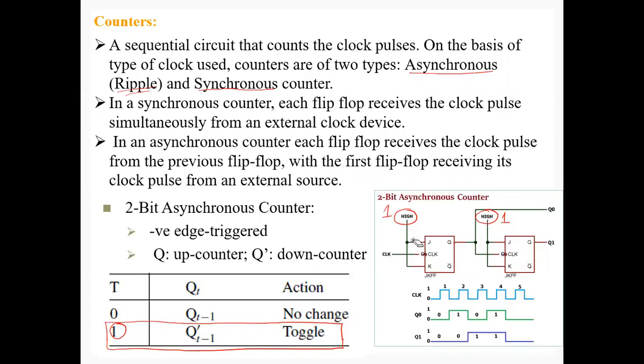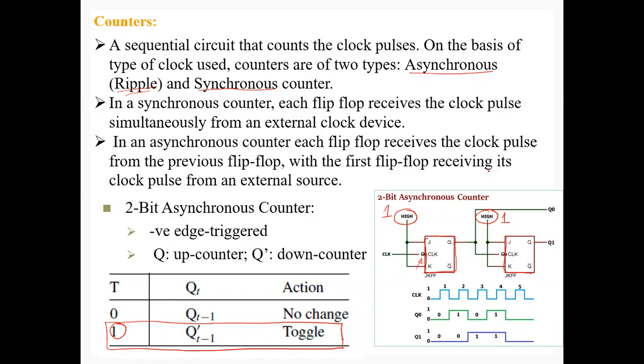In the picture, we have shown here the 2-bit asynchronous counter. It basically consists of two flip-flops. This is one flip-flop, right? This is a JK flip-flop. Can you please help me? What is the triggering method for this one? Is it negative or positive? Positive. Did you see the small thing here? Oh yeah, so it's negative, right?